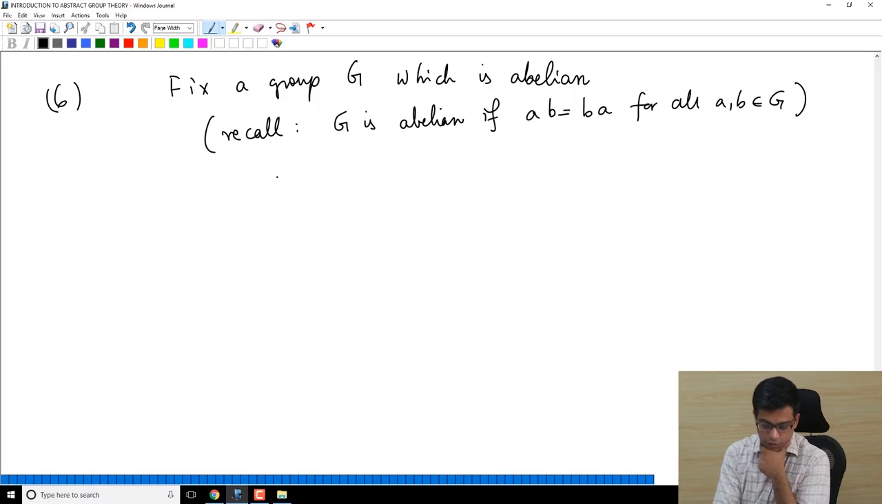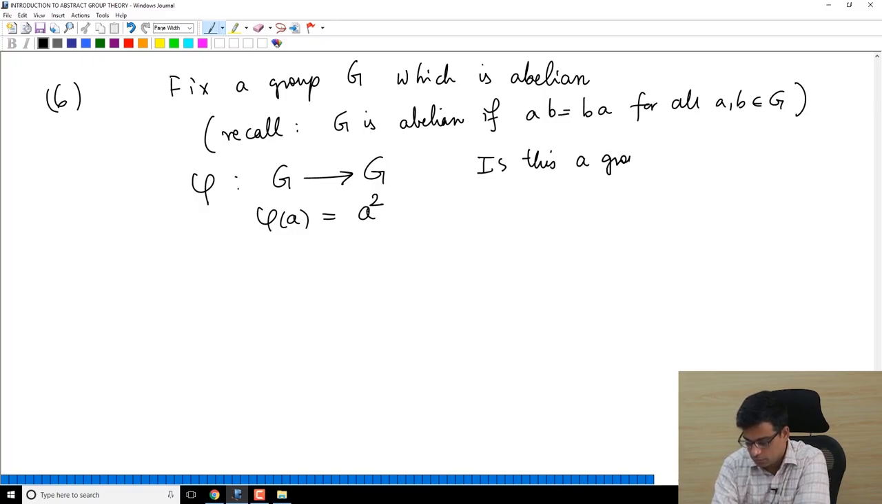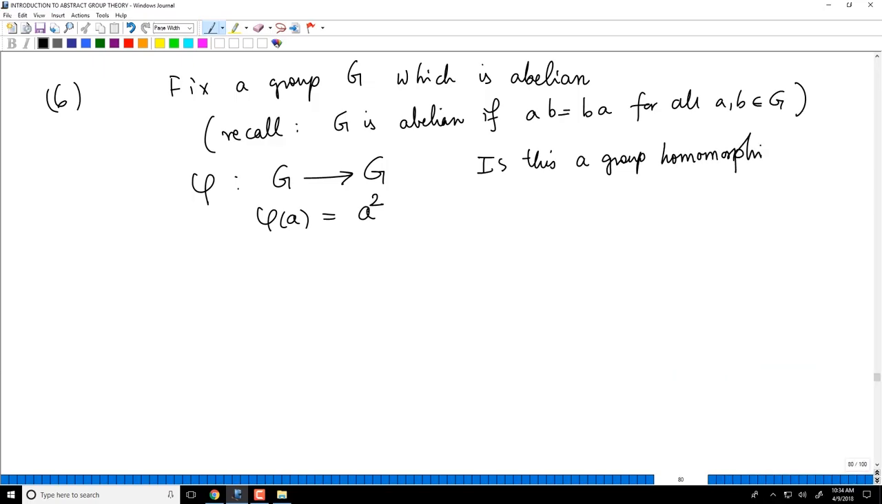Okay, so now I consider the map phi from G to G, which sends A to A square. So what am I doing? I'm taking an element A and I'm simply squaring it. Is this a group homomorphism?